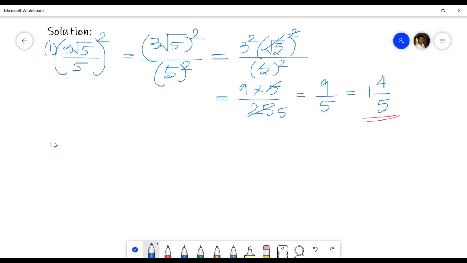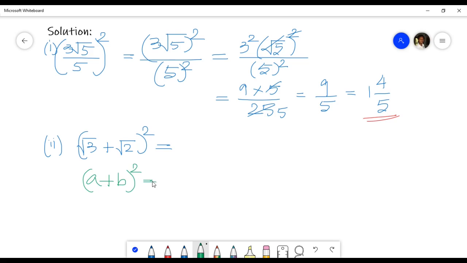And the second question, that is root 3 plus root 2. This is the second equation that we'll be solving. We're finding the square, so we will write it as whole square. Now you remember that this equation is in the form of a plus b whole square. And I hope you remember what is the expansion of a plus b whole square.